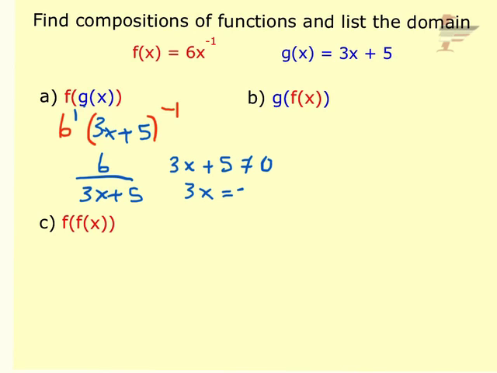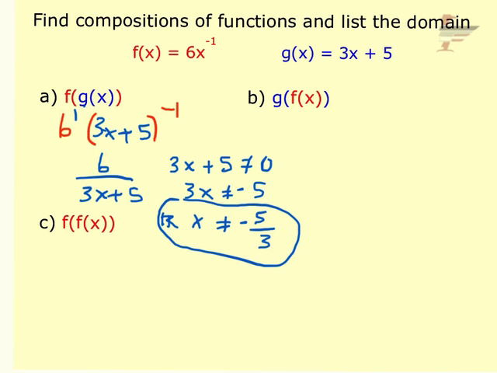So I'm going to take that denominator and set it equal to 0, because I know it can't equal 0. And then I'm going to subtract 5 and divide by 3. So x cannot equal negative 5/3. So your domain is all real numbers except negative 5/3. And this is your composition function.